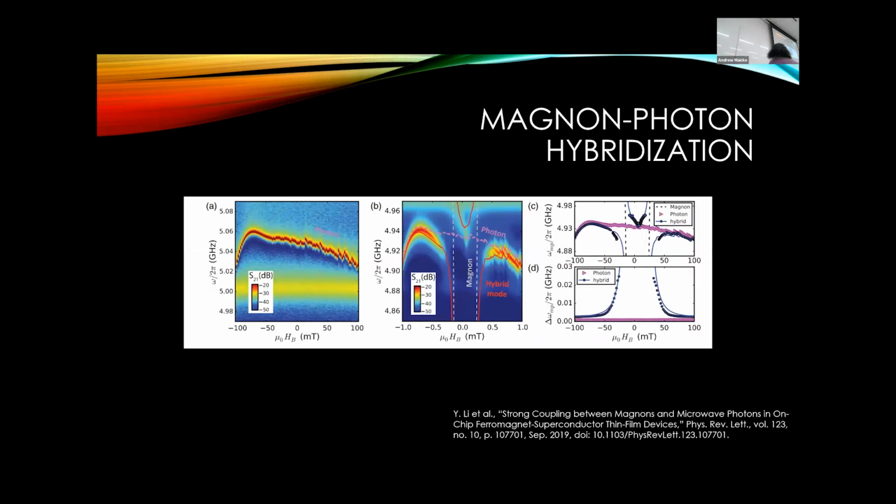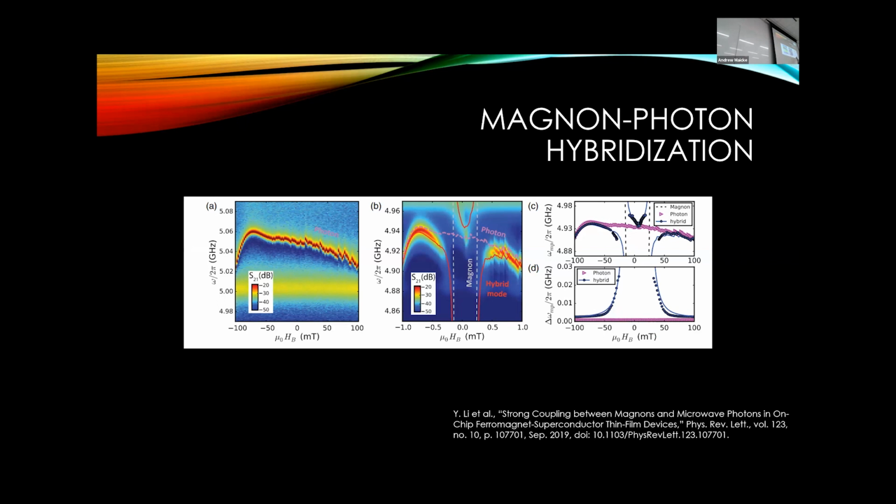So here's how they hybridized their magnon photon modes. This is what the resonator looked like before they added the film on top. And then once they added the film on top, the resonance started to exhibit extreme anti-crossings, which indicates the high coupling between the magnon and the photon.